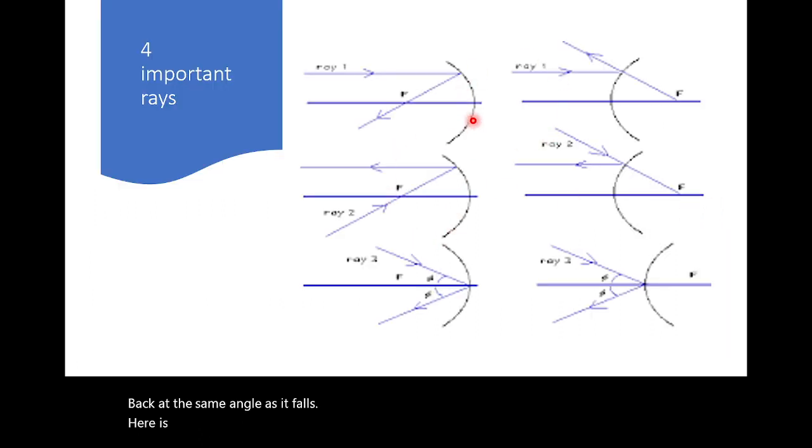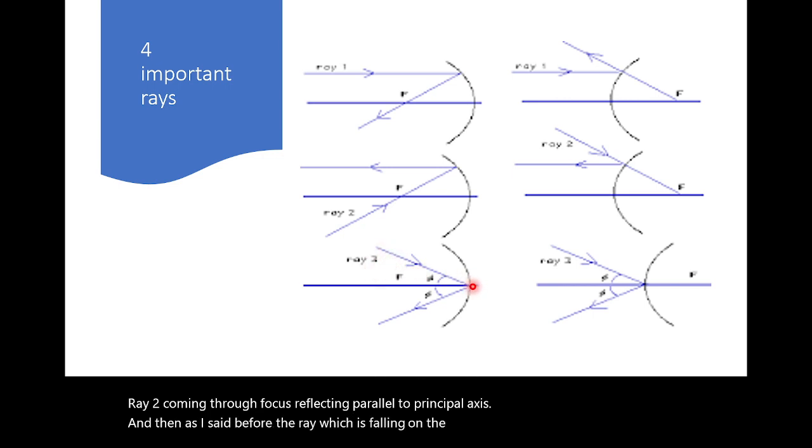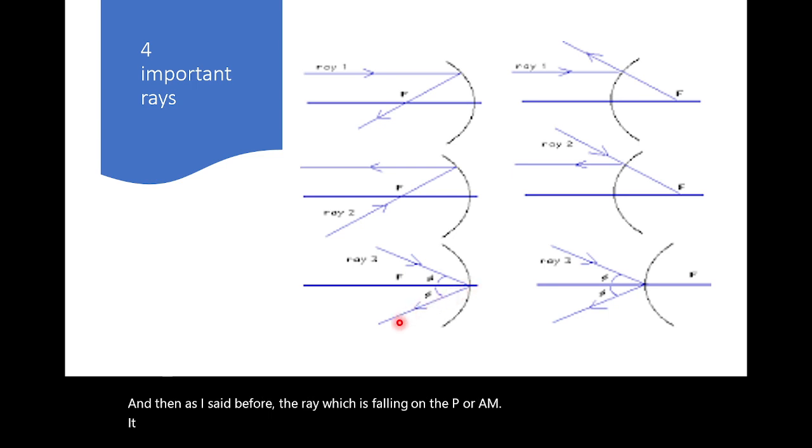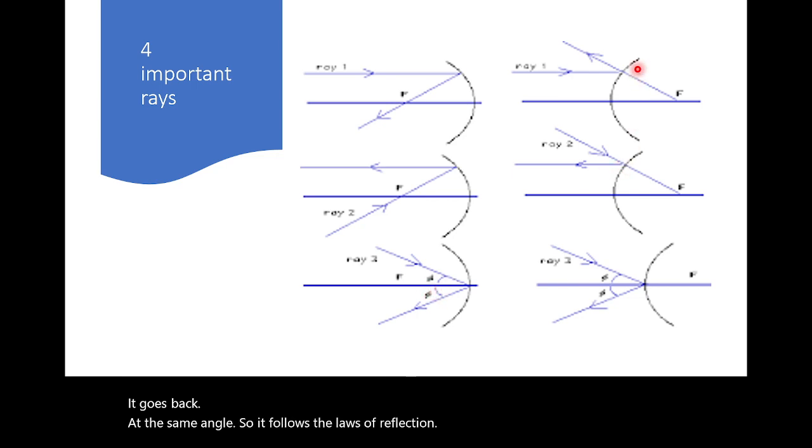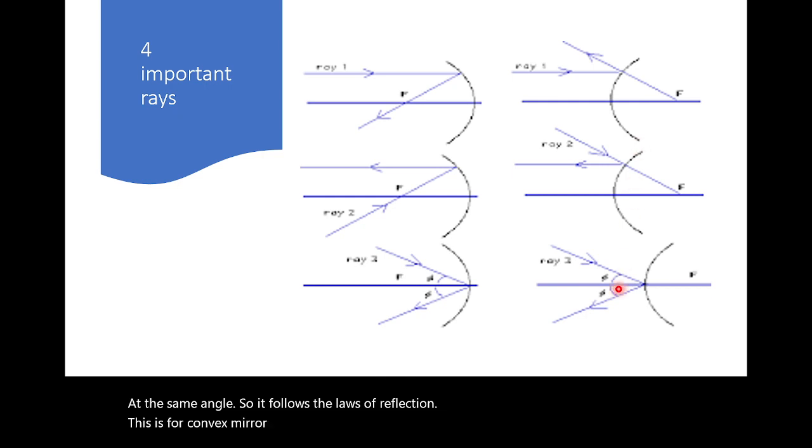Here is the summary. You can see ray 1 going parallel, reflecting through the focus. Ray 2 coming through the focus, reflecting parallel to the principal axis. And then, as I said before, the ray which is falling on the P or M goes back at the same angle, so it follows the laws of reflection. This is for the convex mirror, you can see here.